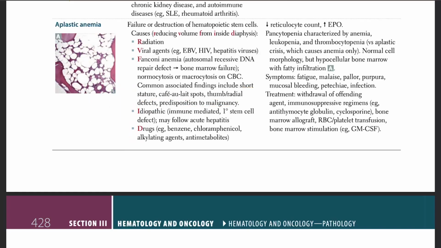Again, let me repeat this. We were just talking about Fanconi anemia. It's a DNA repair defect that causes bone marrow failure. When the bone marrow fails, you have short stature, cafe au lait spots, thumb and radial defects, and predisposition to malignancy. Why malignancy? Because you have the DNA repair defect. You can't repair the DNA. Guess what? You're going to land in malignancy. The other cause is idiopathic, either immune mediated or a primary stem cell defect. It may follow acute hepatitis.